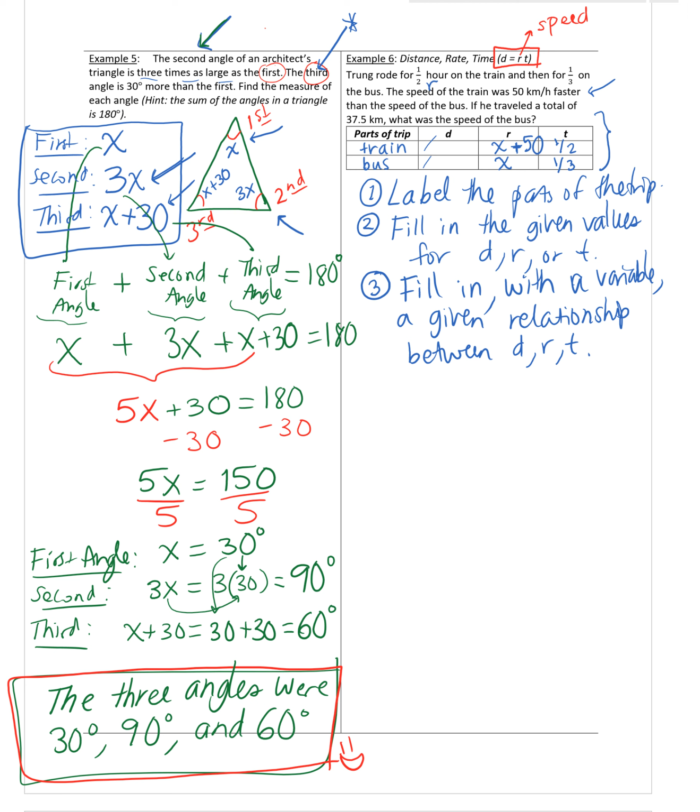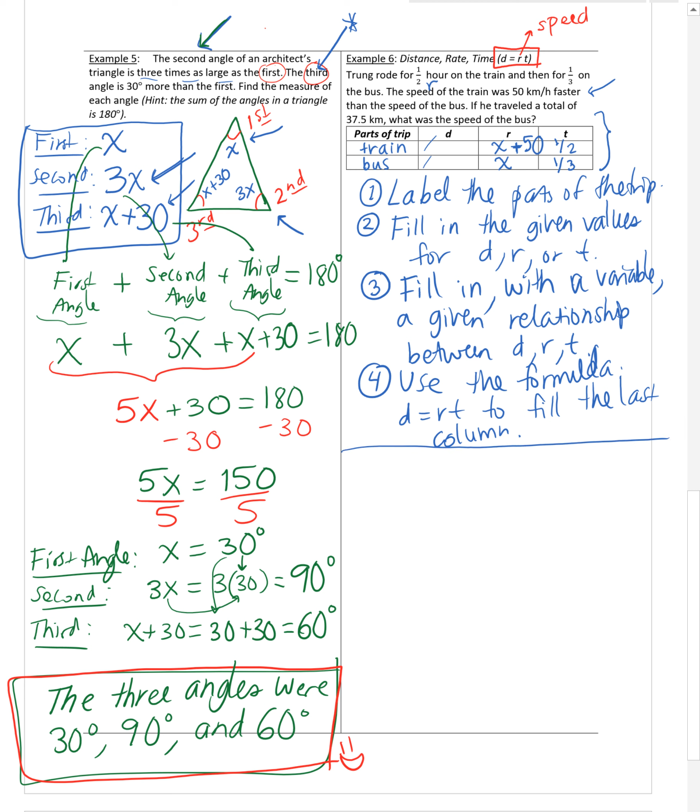We're doing good here. We got time filled in and rate filled in. And then the last thing to fill in is distance. You're going to use the formula, distance, rate, time, to fill in the last column. Because at this point, you should have already filled in 2 of the 3, distance, rate, and time. The last thing you're going to use the formula to fill in.